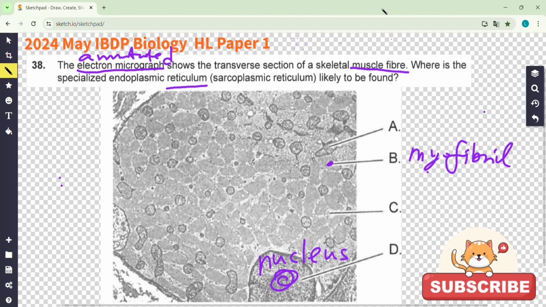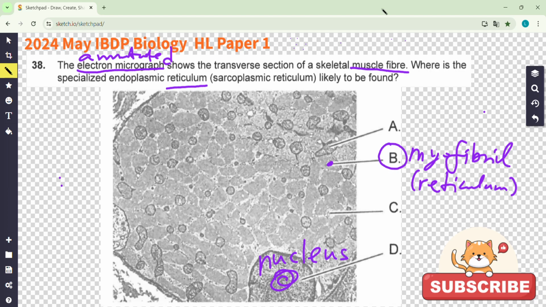The reticulum is surrounding it, so it is also the place of the reticulum. This different name, the best name for this reticulum, the sarcoplasm actually is the reticulum. Sarcoplasmic reticulum, a different name. So I think my answer is B.